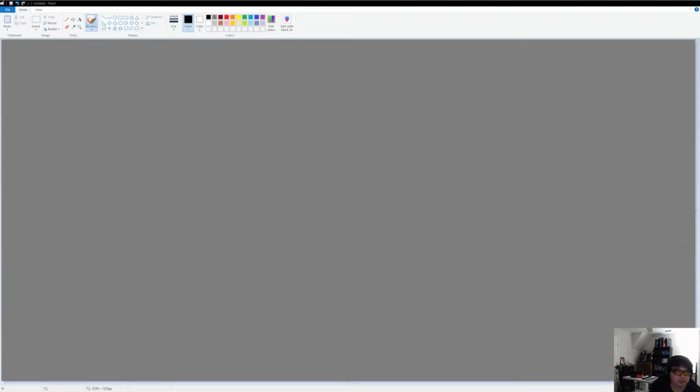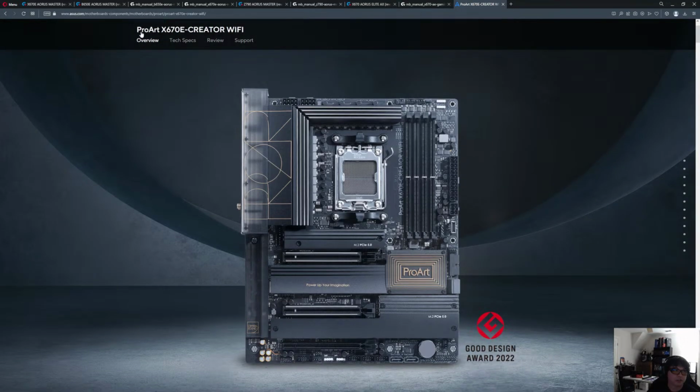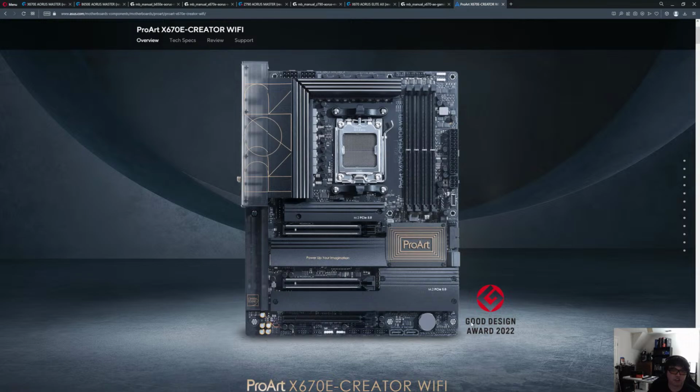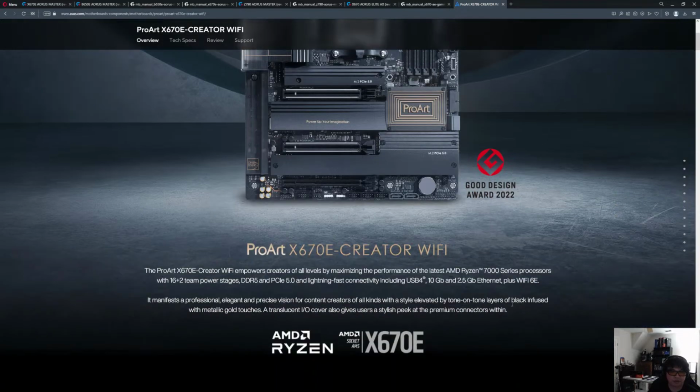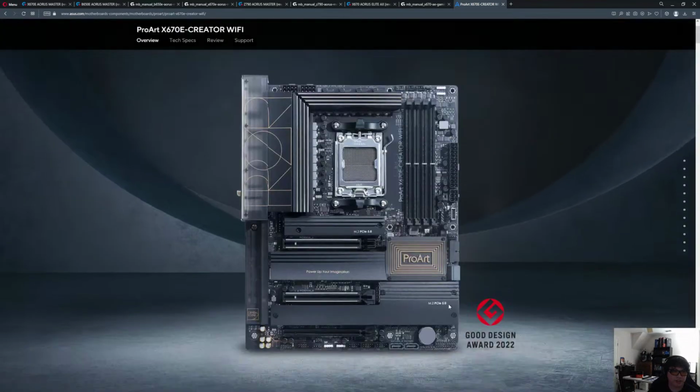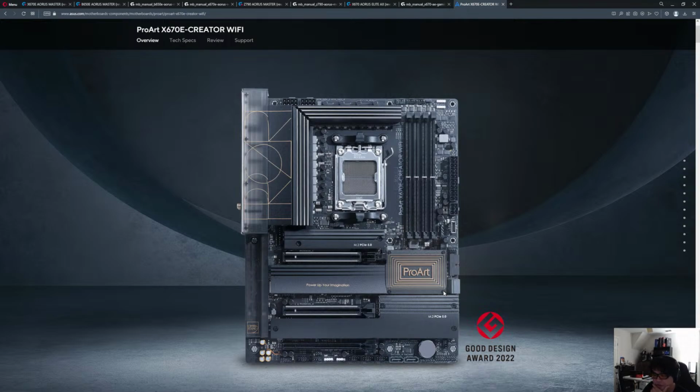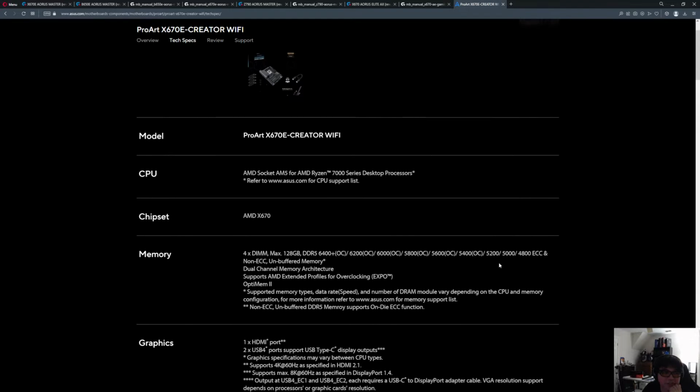I don't know if I mentioned this one on a previous live stream. I might have, but I don't remember. Okay, here is the motherboard. The ProArt X670E Creator Wi-Fi. It won a Good Design Award from whatever that logo indicates. So this is the one that is a good choice. Max Paint. What's wrong with Max Paint? Okay, so let's look at the tech specs here, because in order for me to do the block diagram, I have to understand what actually goes where.